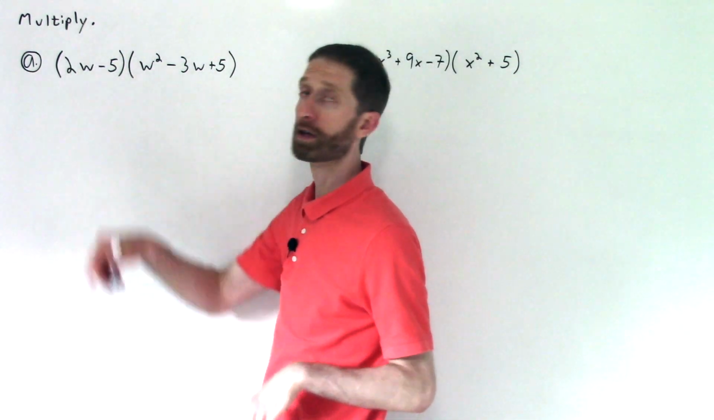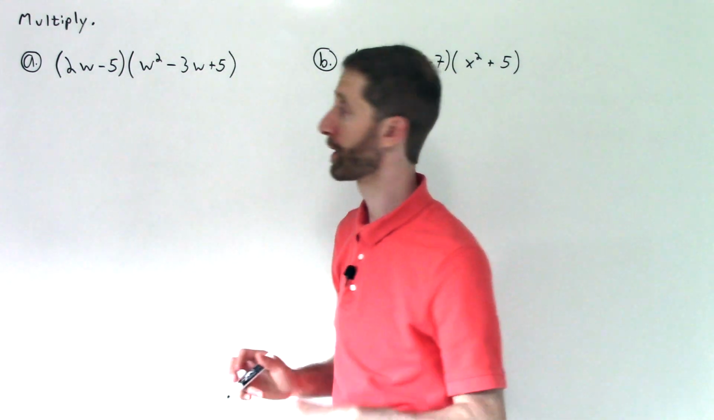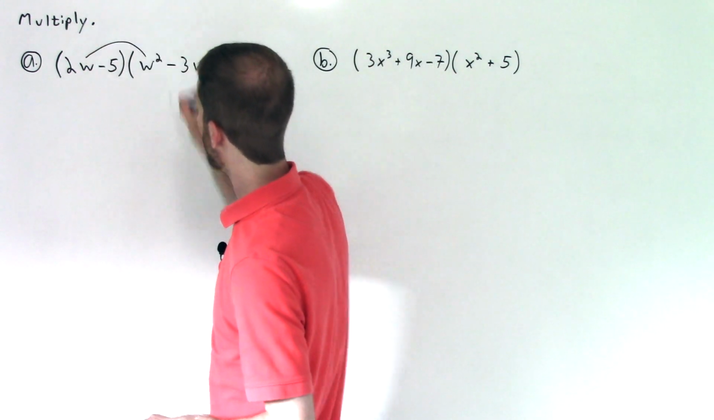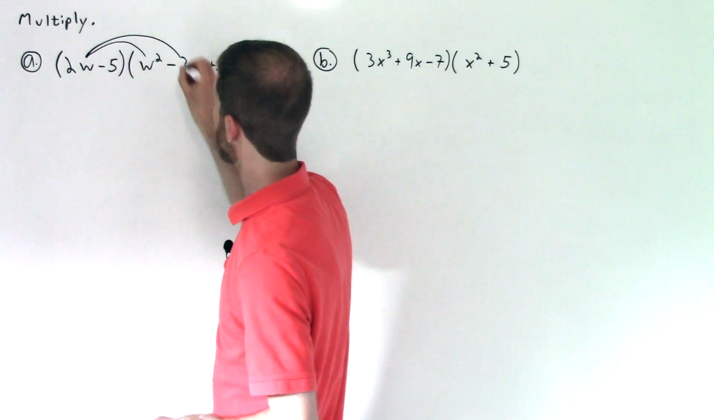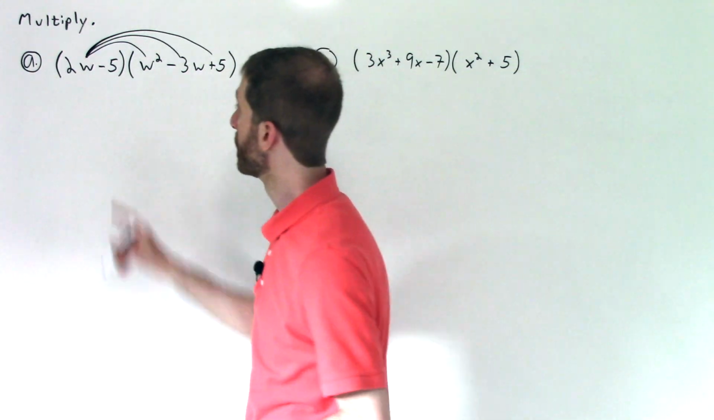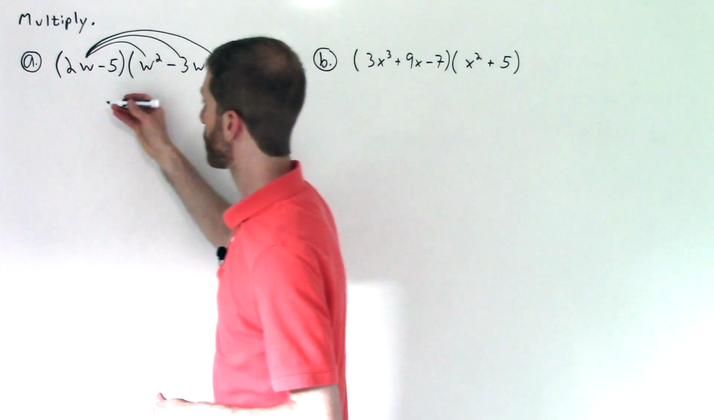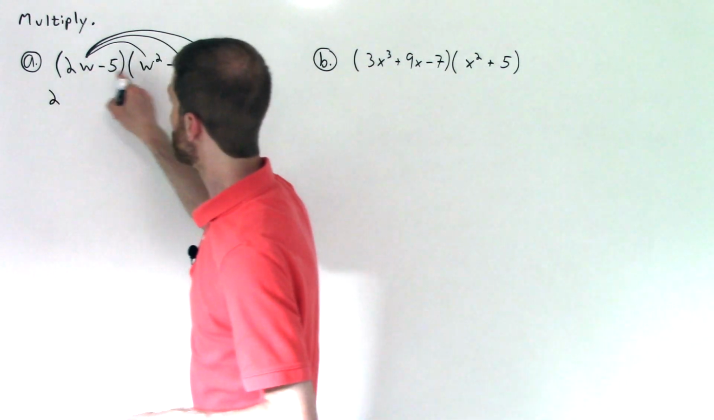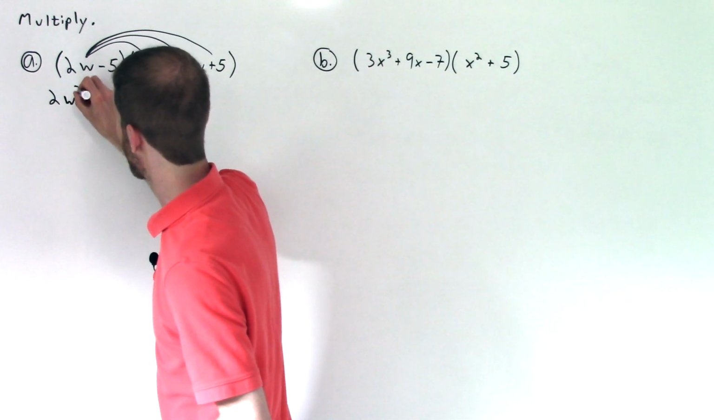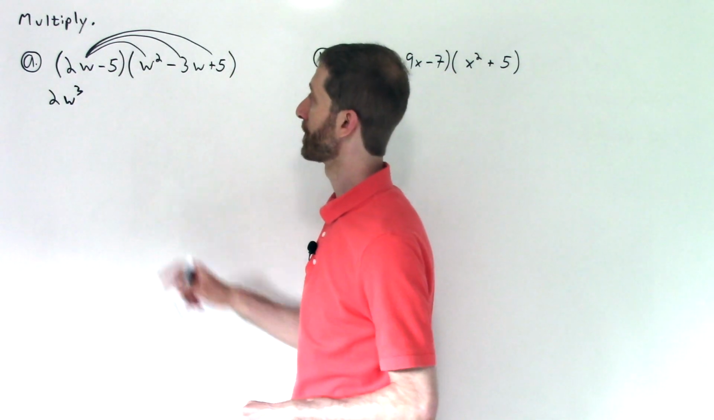So the instructions, multiply. Some people say simplify, but I think more directly, multiply. So I'm going to multiply this 2w times w squared. I'm going to multiply it by minus 3w, and then I'll eventually multiply it by 5. So let's do that. 2w times w squared, 2 times the 1 that's out there is 2. w times w squared is w to the third power, right? That's w to the 1, and then w to the 2, add the exponents.